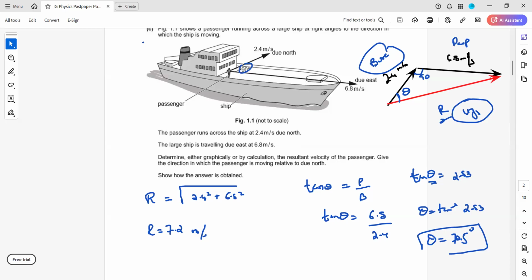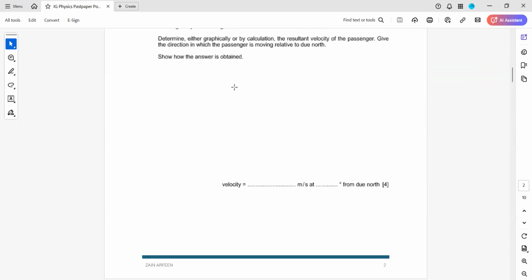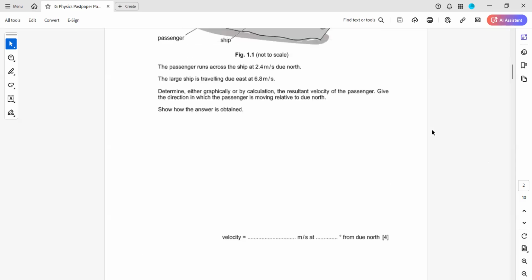Sir, if you get the angle wrong, how many marks will you get? Usually for these questions, for example if it's a 4-mark question, then you will have about 2 marks for the angle and 2 marks for the rest.